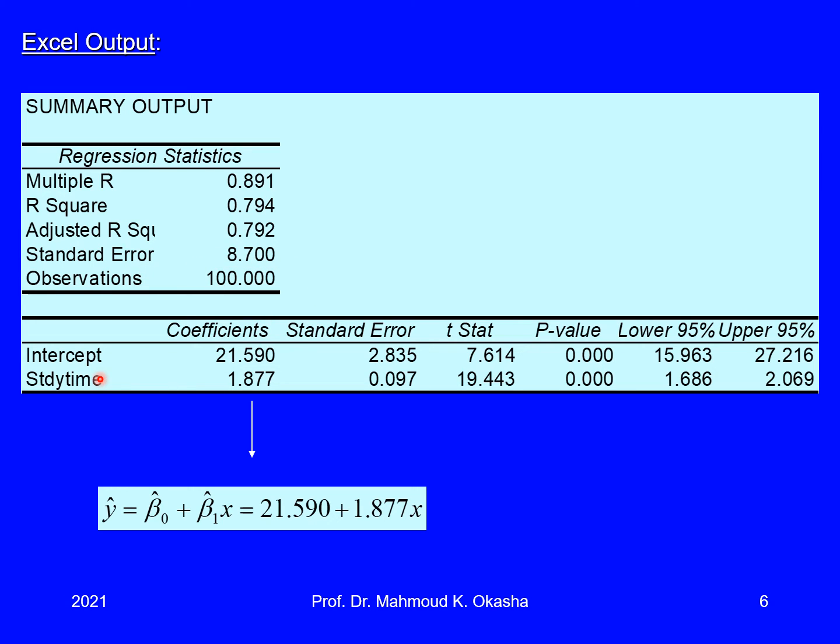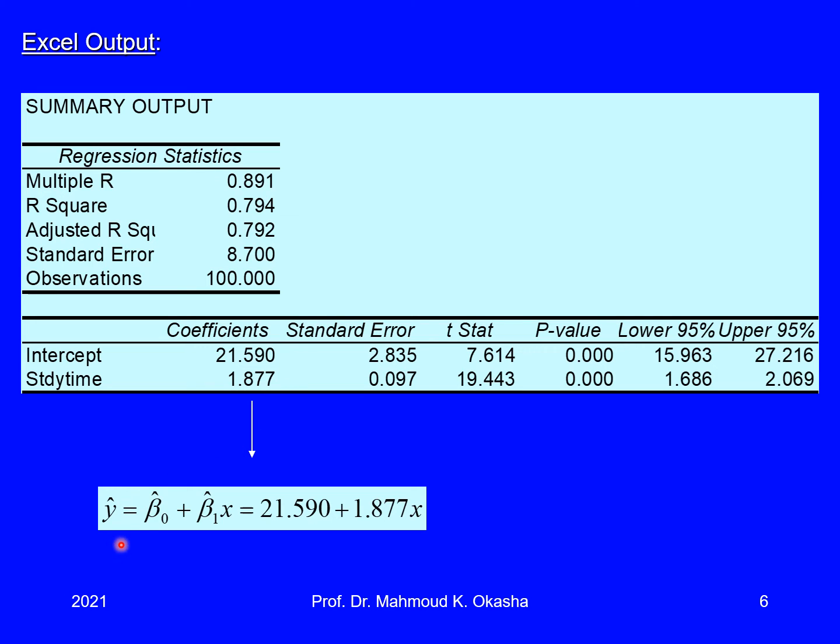Most important here now, up to now, are the values of beta naught hat and beta 1 hat. Beta naught hat is called the intercept, as we mentioned earlier. That's the coefficient, beta naught hat. And study time has a coefficient, which is beta 1 hat. Study time is the independent variable, so its coefficient is beta 1 hat, which is beta 1. So this is beta naught hat, and this is beta 1 hat.